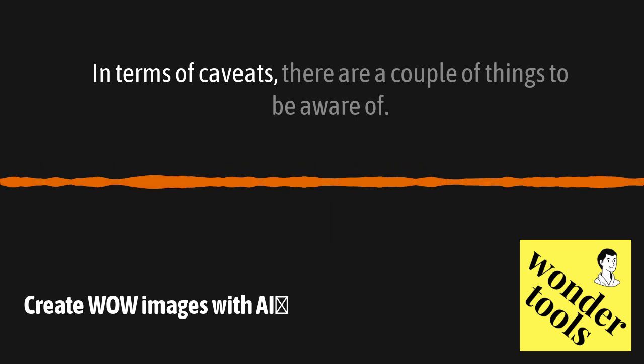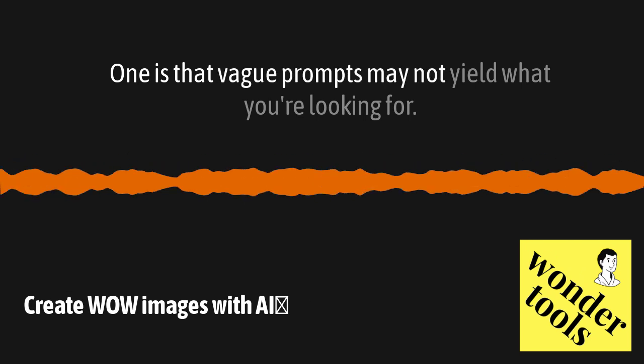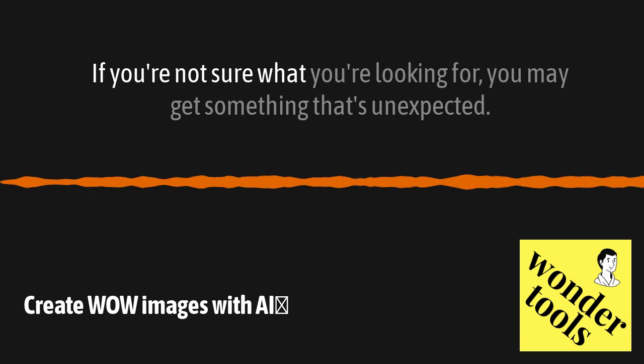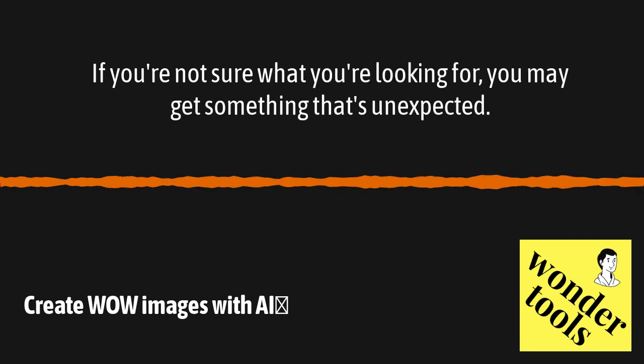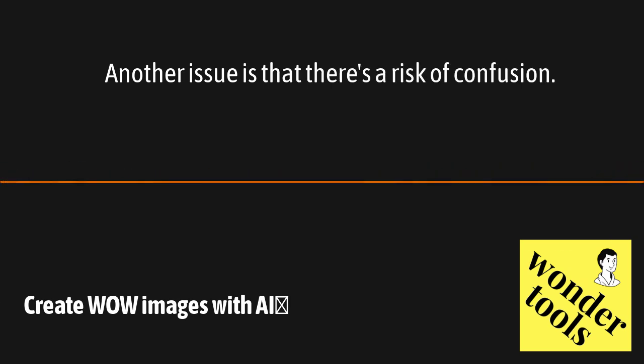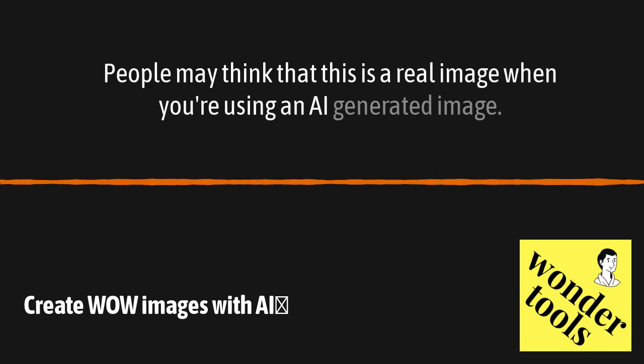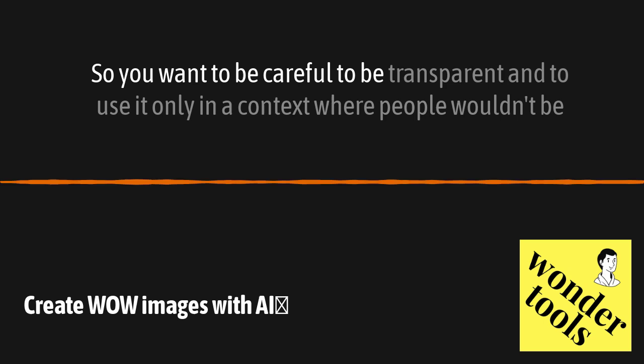In terms of caveats, there are a couple of things to be aware of. One is that vague prompts may not yield what you're looking for. If you're not sure what you're looking for, you may get something that's unexpected. Another issue is that there's a risk of confusion. People may think that this is a real image when you're using an AI generated image. So you want to be careful to be transparent and to use it only in a context where people wouldn't be misled or tricked in any way.